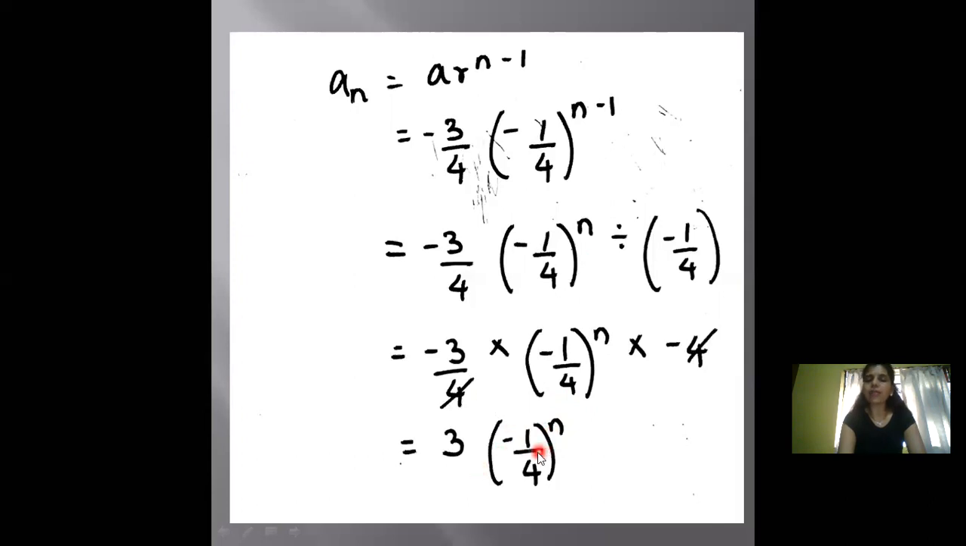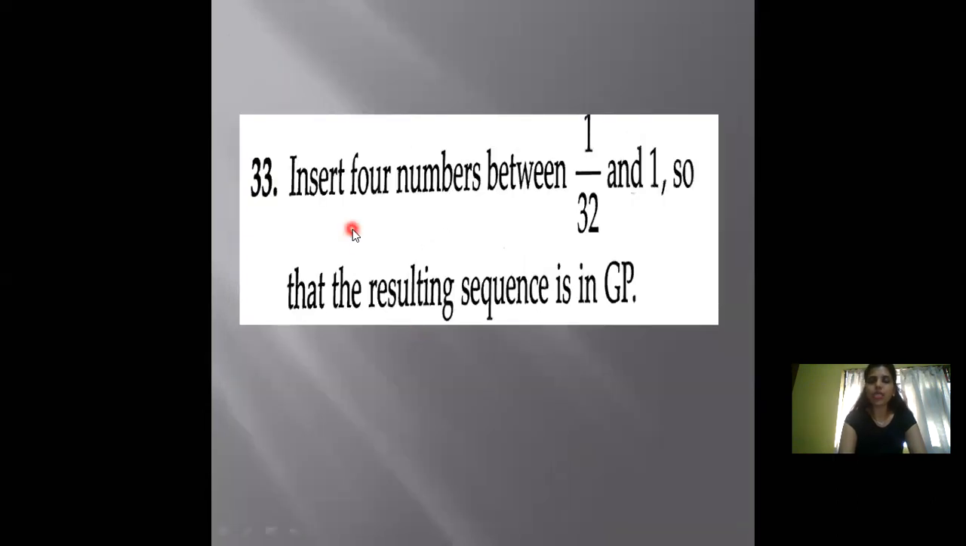So keep this entire bracket like that with negative sign, and just keep this answer as it is, 3 bracket minus 1 upon 4 raised to n. That's your final answer. So now you have got the answer for both the parts. Okay, children. Now we go to the next question.